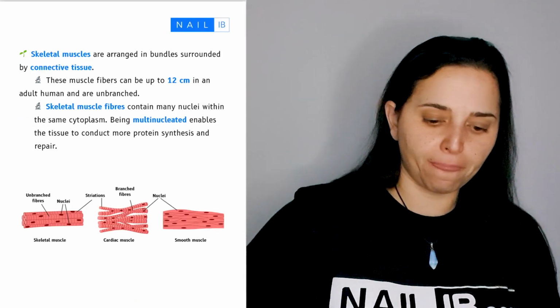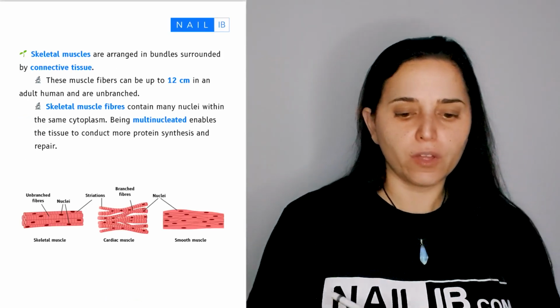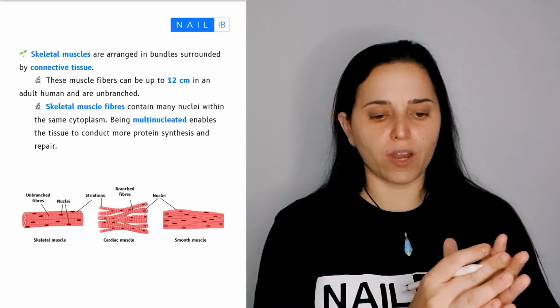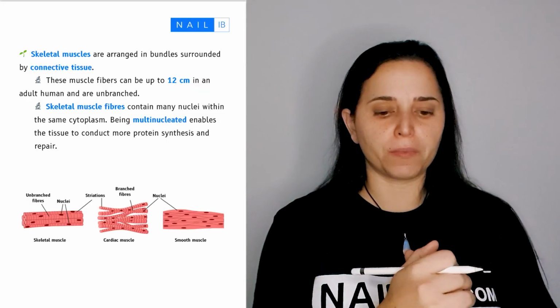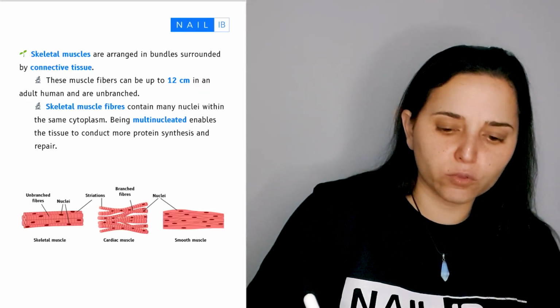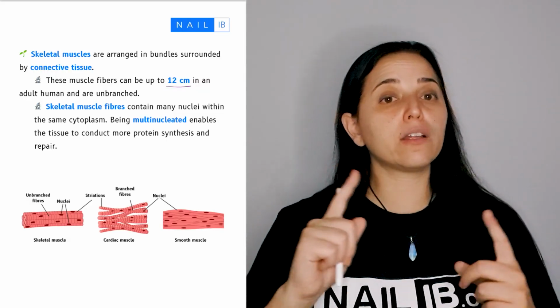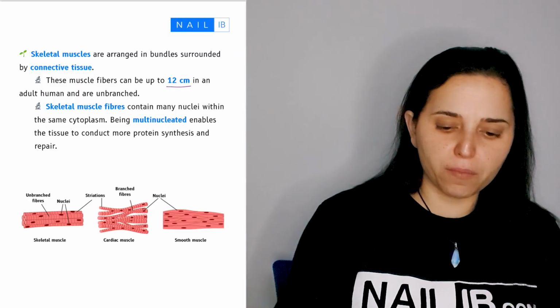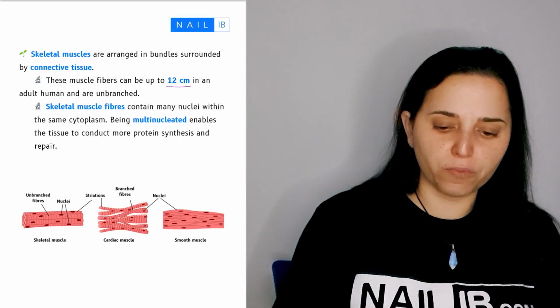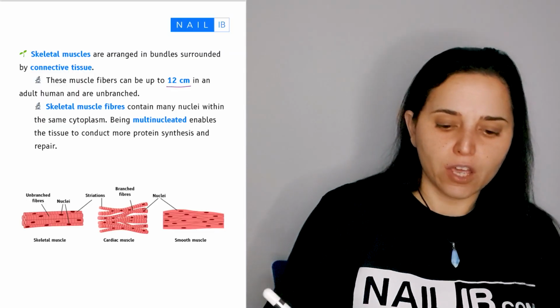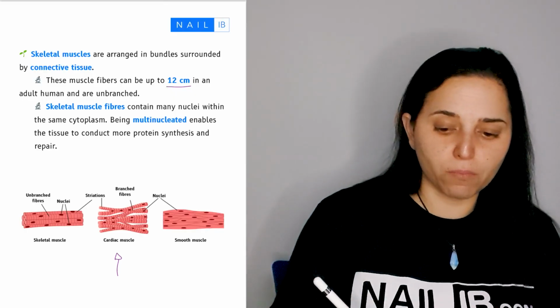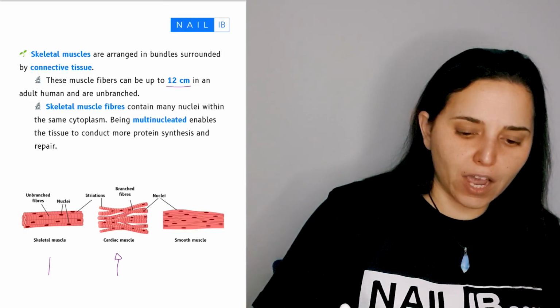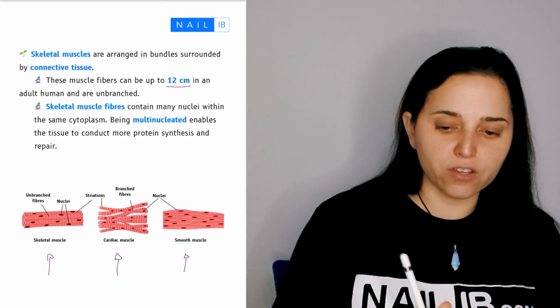mitochondria to pump. When it comes to skeletal muscle, they are basically arranged in bundles, right? We have connective tissue. Now, they are about 12 centimeters, okay, and they are unbranched. Now, if you look at these fibers here, the skeletal, cardiac, and smooth muscles, you can see that they're a little bit different. You can see that the cardiac muscles are a little bit more branched, and these are not branched, and these are not branched.